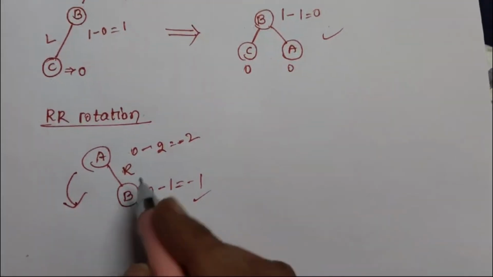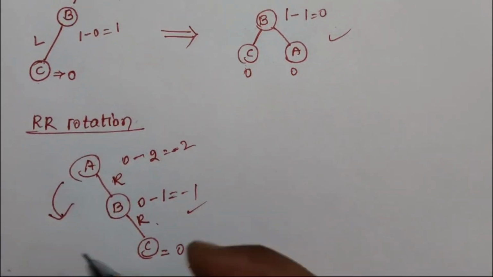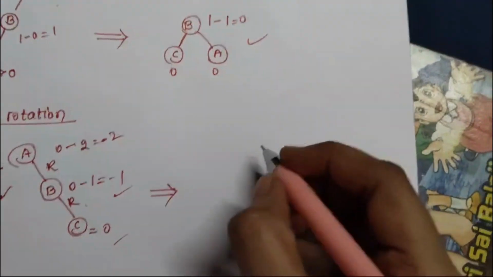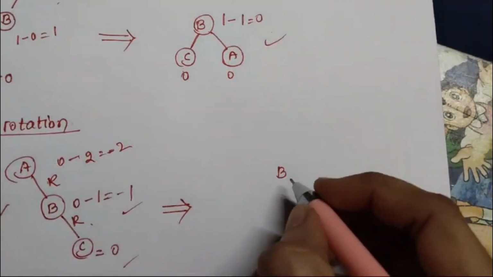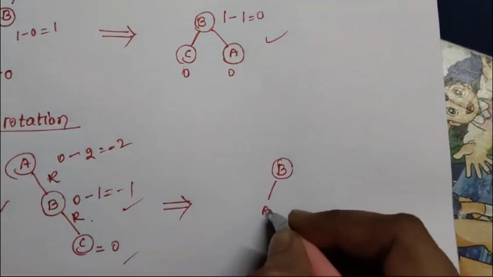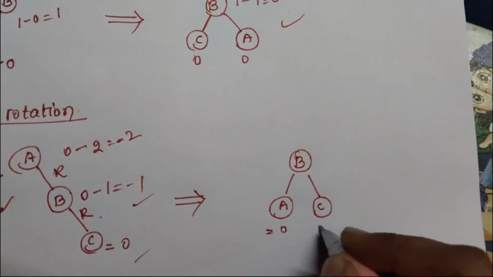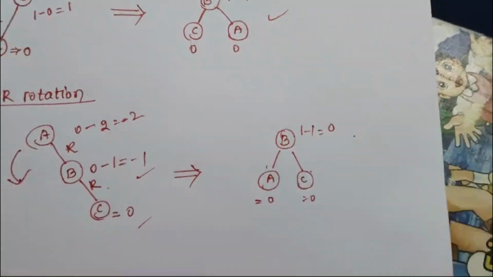We need to balance it. For that we need to do a left rotation. RR means you need to do a left rotation. We need to place this B here. Okay, B, A, C. Now check the balancing factors for this: 0, for this 0, and for this 1 - 1 equals 0.